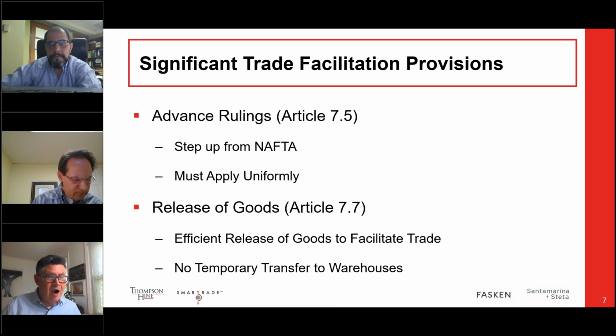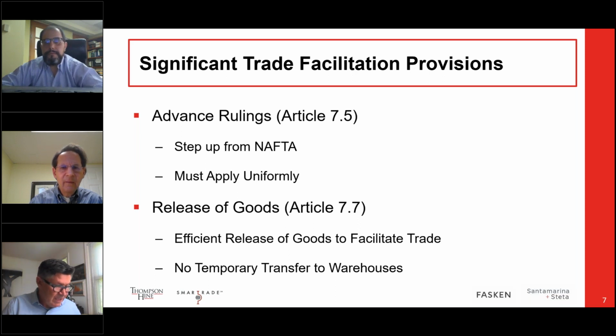Great, thanks, Cliff. All right, so I'm going to move to release of goods under Article 7.7, Chapter 7, real fast. Under the release of goods provision, each party is required to adopt simplified customs procedures for the efficient release of goods. Of course, this is to facilitate trade among the parties, and the procedures have to provide for the immediate release of goods upon receipt of the customs declaration and any other required applicable procedures. And the provisions in the USMCA say that the parties must allow goods to be released at the point of arrival without requiring temporary transfer to warehouses or other facilities.